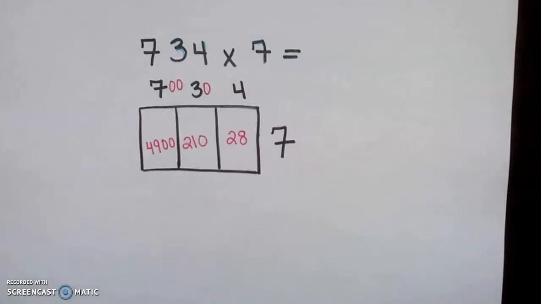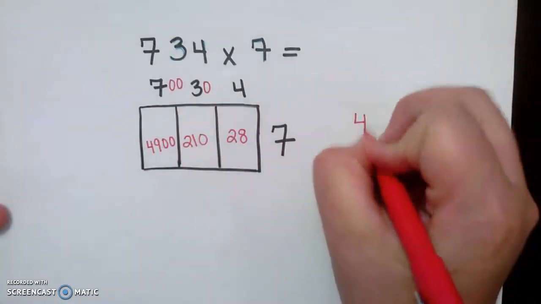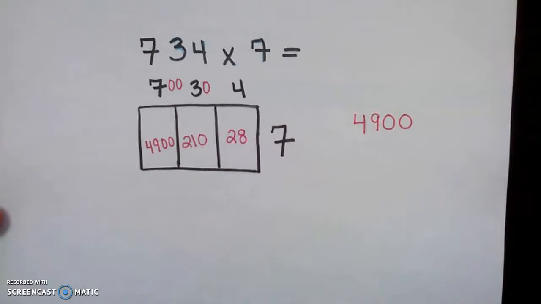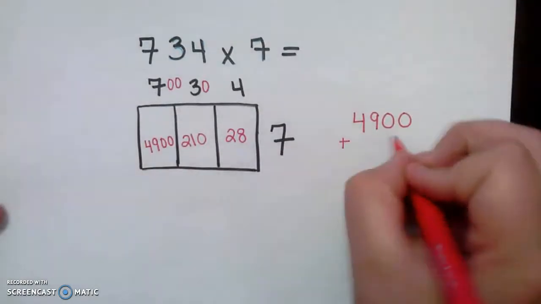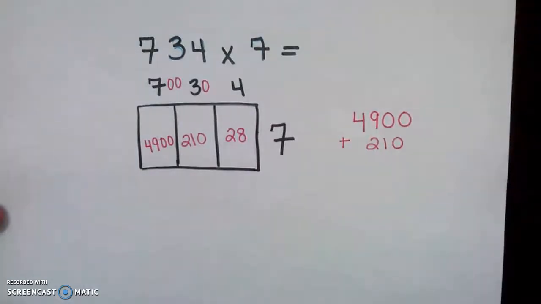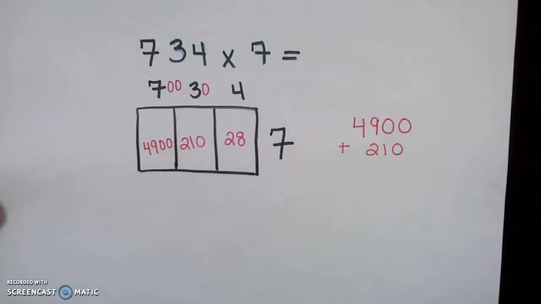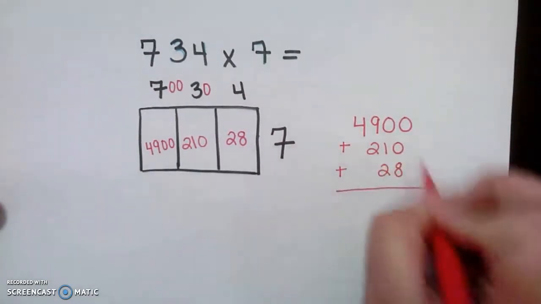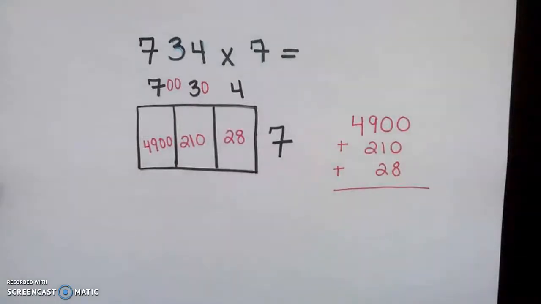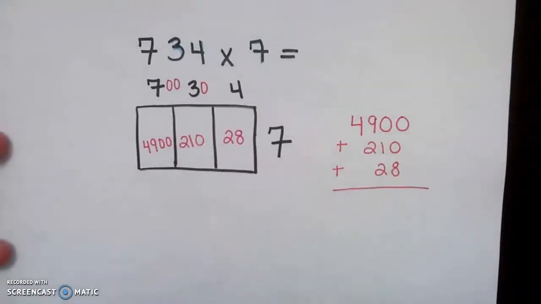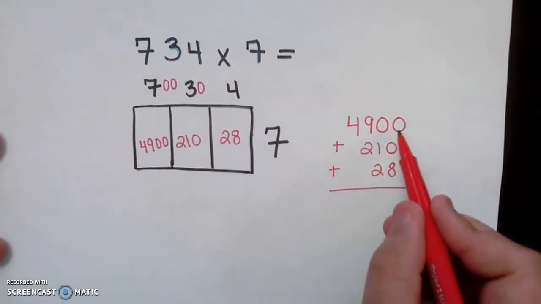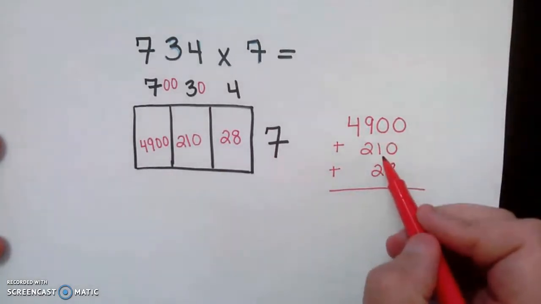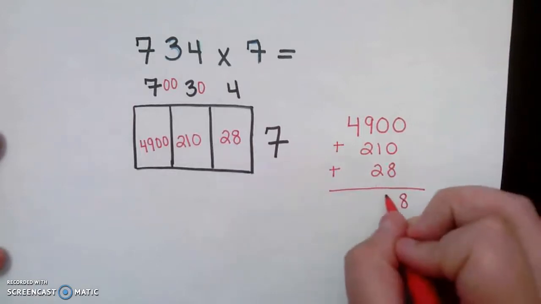We now have to add these all together. Okay, so we're going to start over on the right. 4,900 plus 210. Plus 28. And it looks like you're going to have some regrouping going on over here. So we're going to start with over here on the right column. We can see that 0 plus 0 plus 8. We're just going to make that an 8. We have 0 plus 1 equals 1 plus 2 equals 3.